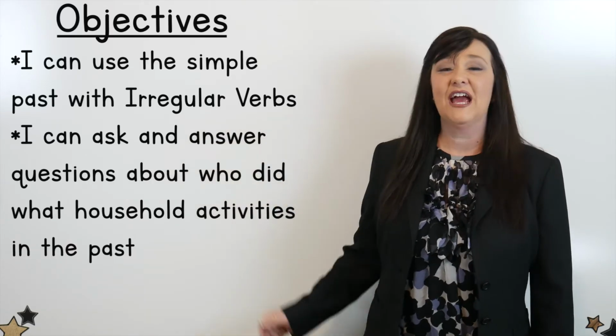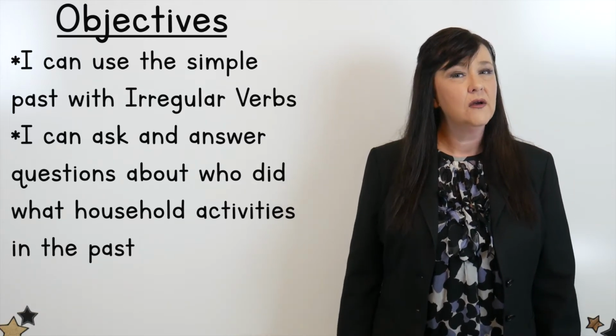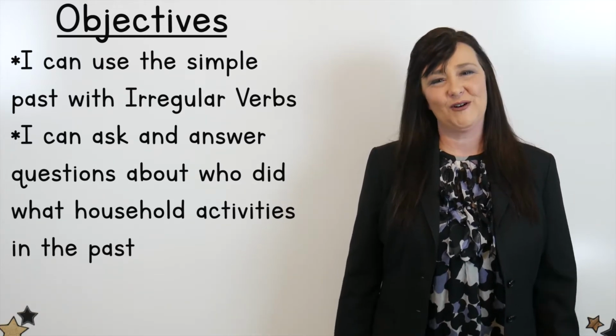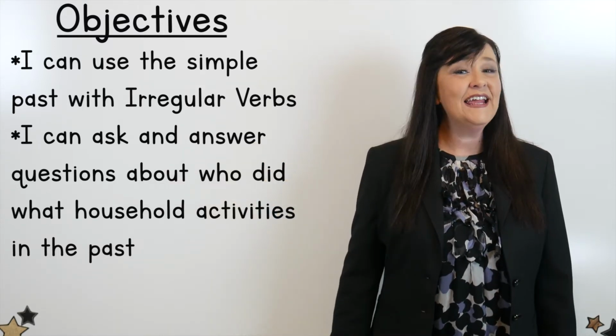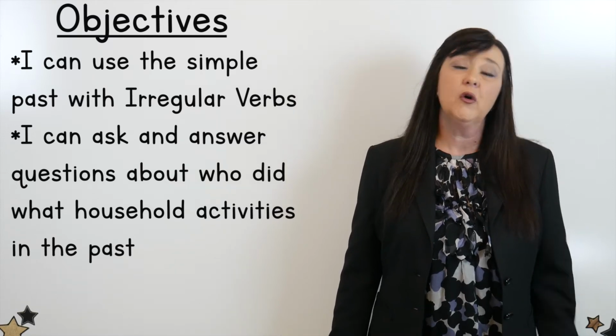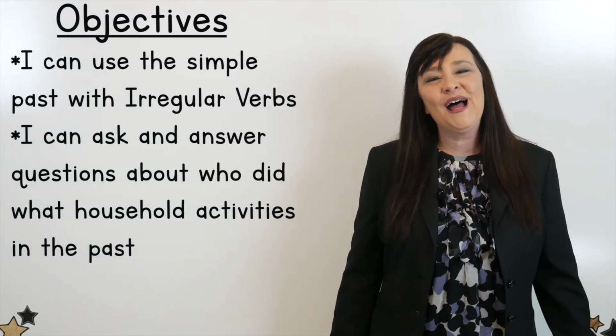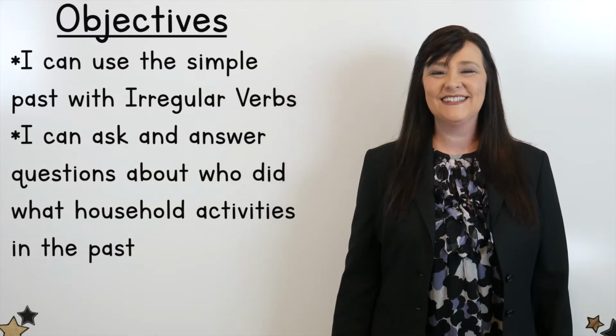The first objective says, I can use the simple past with irregular verbs. The second objective says, I can ask and answer questions about who did what household activity in the past.